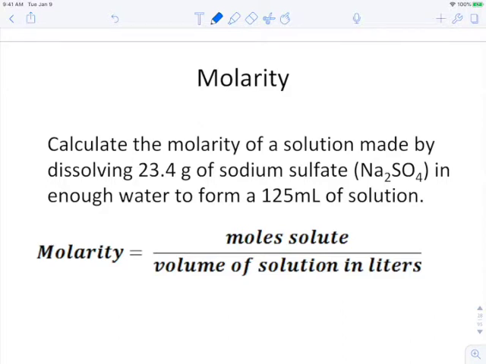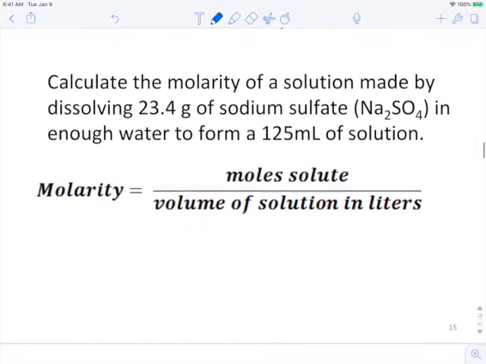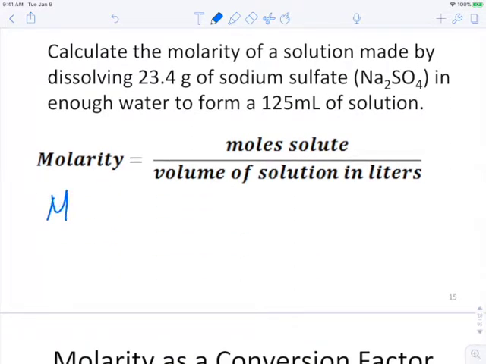Calculate the molarity of a solution made by dissolving 23.4 grams of sodium sulfate in enough water to form 125 milliliters of solution. So we want to find our molarity. That means we need the moles of our solute over the total volume of solution. So if you had to guess, which one here is the solute? Sodium sulfate, yes.